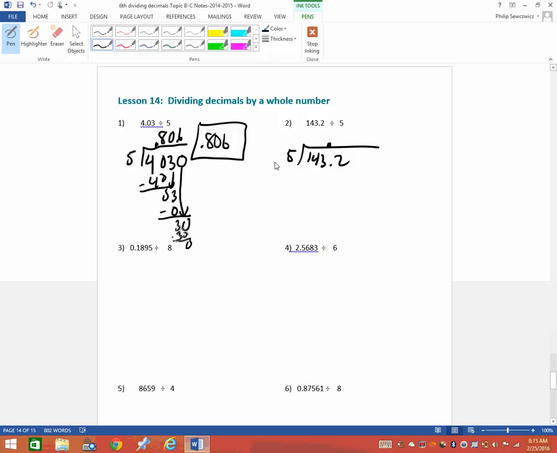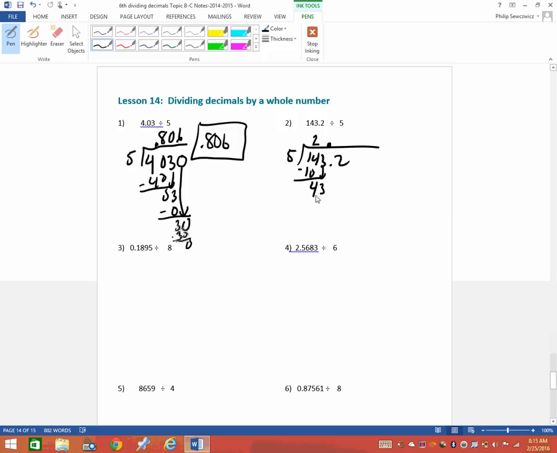So how many groups of 5 can I take out of 1? None. How many groups of 5 can I take out of 14? I can take 2. Notice the 2 is going right above the 4, as we talked about before. We multiply, and then we subtract. And then we bring down. And we start the process all over again.